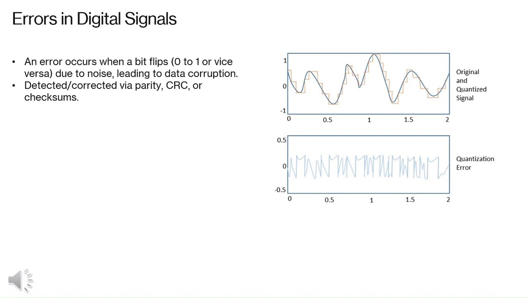Even digital signals can get corrupted. A single bit flip turns 0 into 1 or vice versa, which can ruin an entire packet. That's why we use error detection methods like parity bits, CRC, and checksums. In advanced systems, we even correct errors on the fly. Without these techniques, the internet would be completely unreliable.